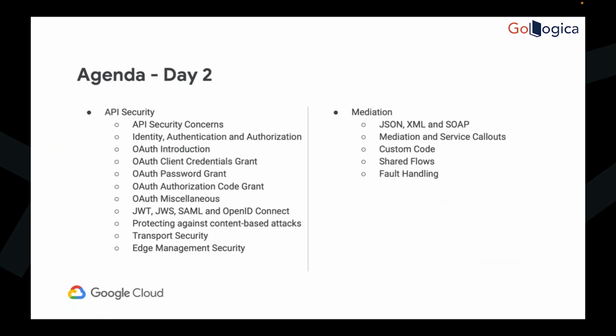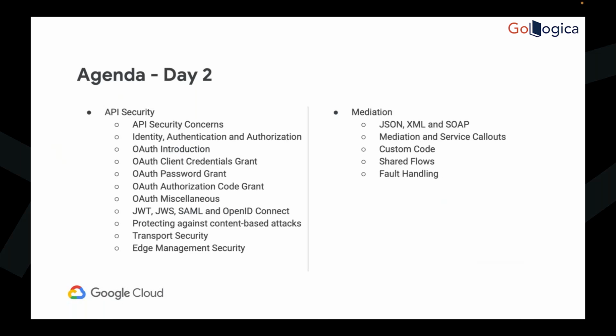And then we will understand some latest concepts like JWT, JWS, SAML, and OpenID Connect. So what are these protocols and standards, and how does APG support those? And we will understand how to protect against content-based attacks like SQL injections, JSON threat protection, XML threat protection, those kinds of things. And then we will understand transport security, so TLS, mutual TLS, and all those things. So we'll understand that as well.